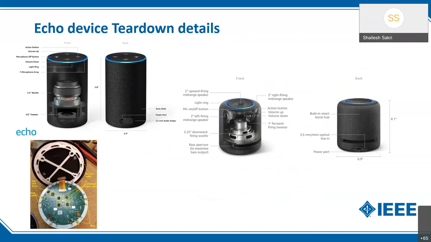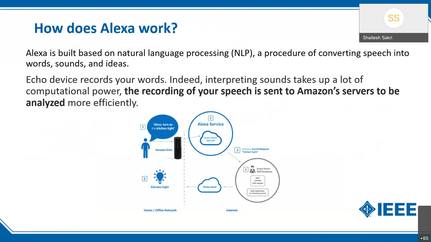Okay, let me talk about some of the software challenges. Now, how Alexa works. Alexa is built on natural language processing technology, which is a procedure of converting speech into words, sounds, and ideas. So what does the Echo device do? The Echo device records your words. Interpreting the sounds takes a lot of computational power.